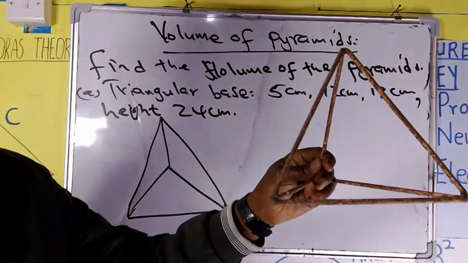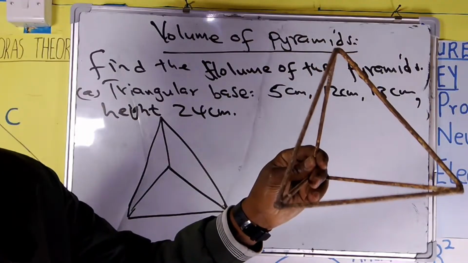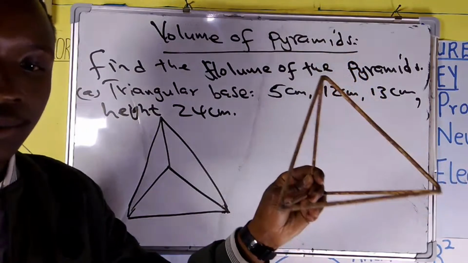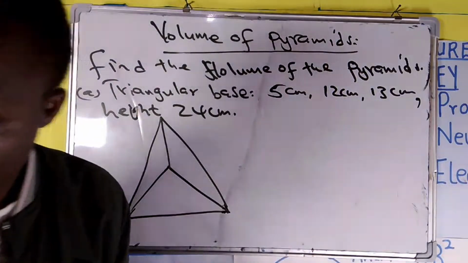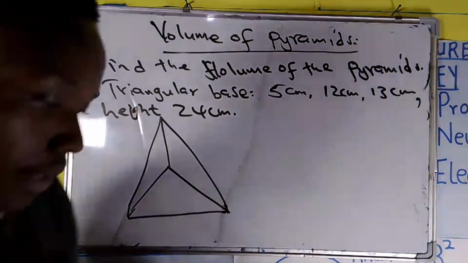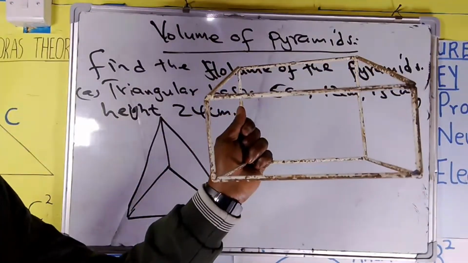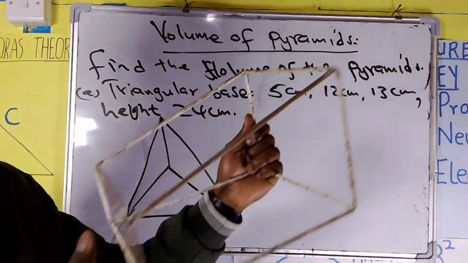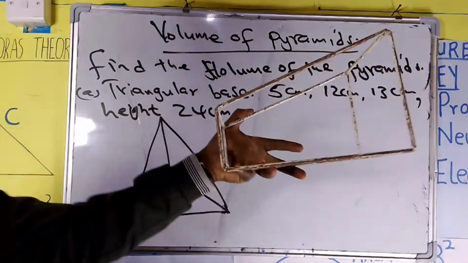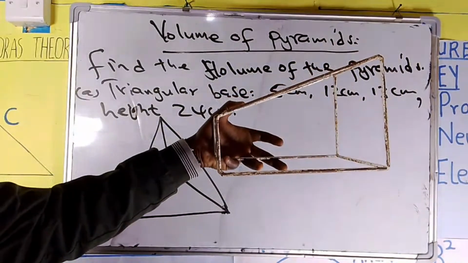So this is the triangular based pyramid. So that is what we are going to determine. The one that we started with on about the swimming pool, it was like this one. Kama hii ya swimming pool unaona. So it was like that.